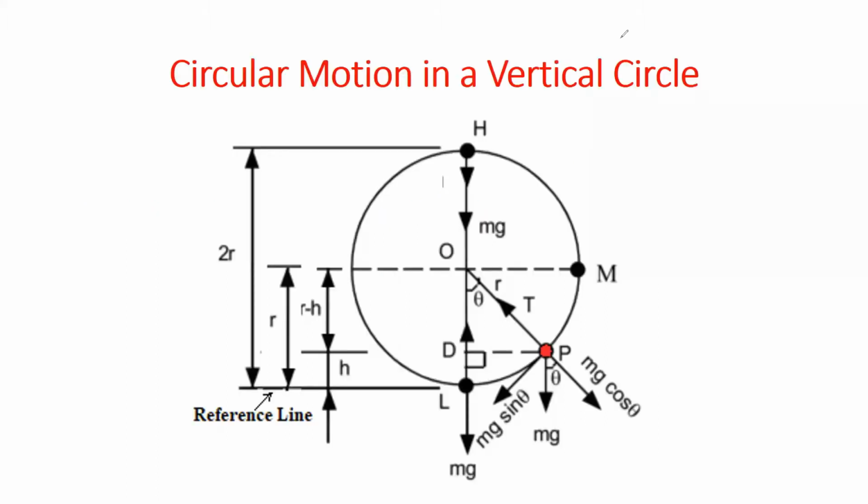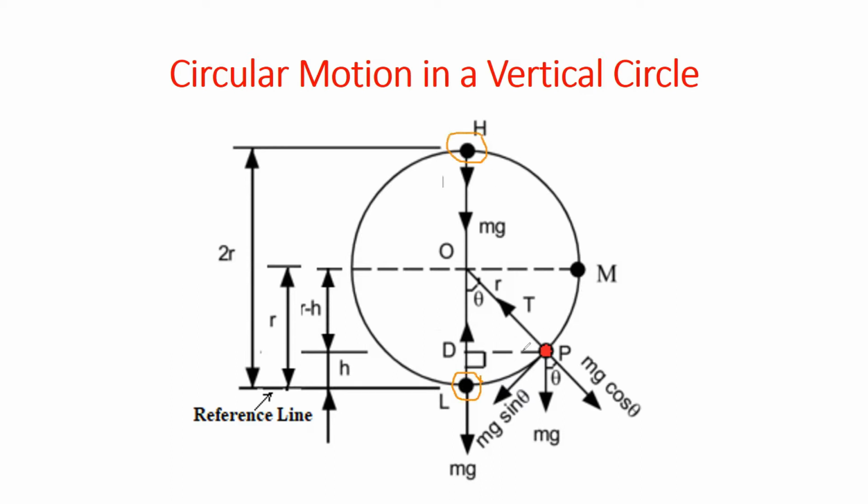Hello friends, today we are going to study the motion of a body in vertical circle. I'll suggest you to have your notebook and pen ready because we have to write some important equations required for the proof. When a body is moving in a vertical circle, it has maximum velocity at the lowermost point and minimum velocity at the topmost point.